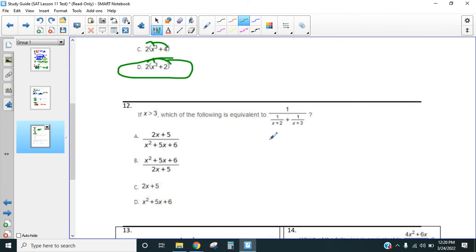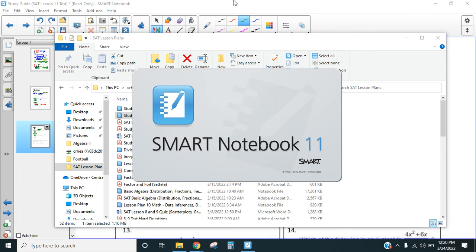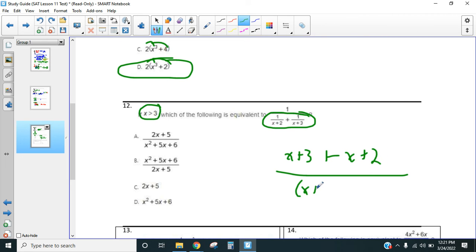You could arithmetize. That means you can plug in a number into the question and all the answer choices below. But it says X has to be greater than 3. Pick 4, right? Pick 5. If you do that, you'll get one of these answers. Here's the proper way to do it. I think I'm out of time. Hang on, I got the answers here. I'll bring those up. Proper way to do it is find a common denominator here. And if you do that, you end up with this.